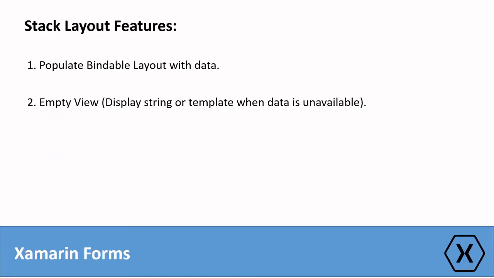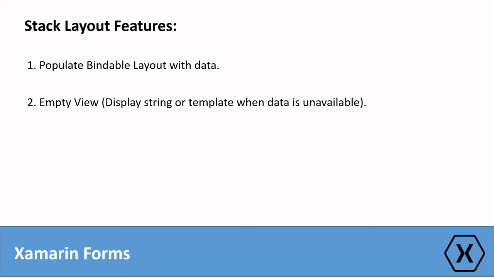Now let's go to the second topic in today's example, that is empty view. For example, if we have a stack layout with the bindable layout and you are getting a null value for your bindable layout item source property, generally you are not showing any data by default. But if you use empty view, we can show whatever design you put inside the empty view. It is automatically displayed without writing any other code.